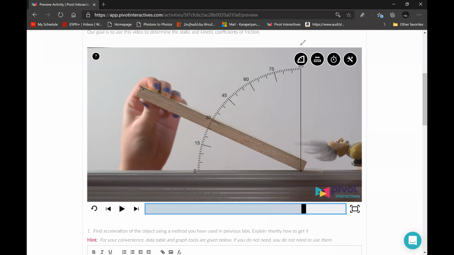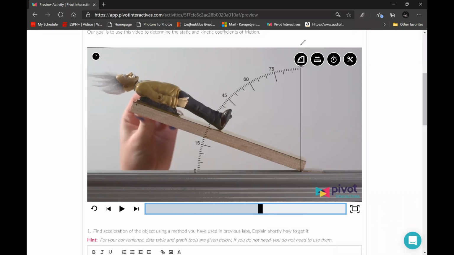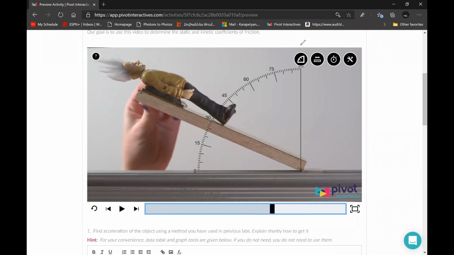So this is how you would find the coefficient of static friction. You need to find the angle theta right before the object starts sliding down, and then use that to find the static friction.